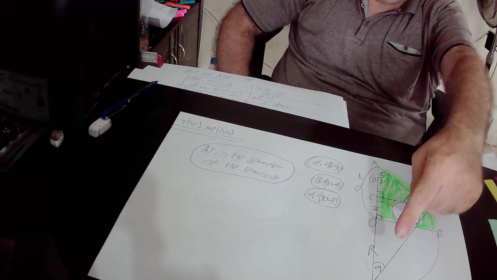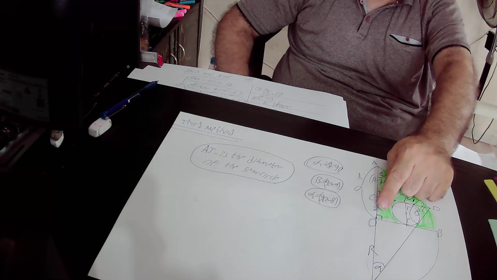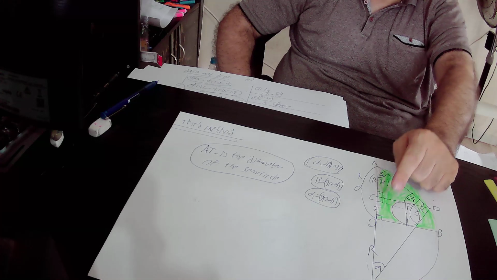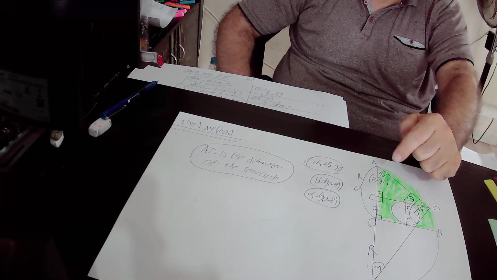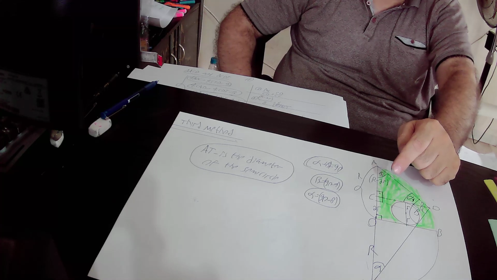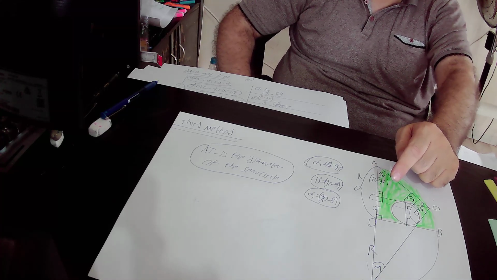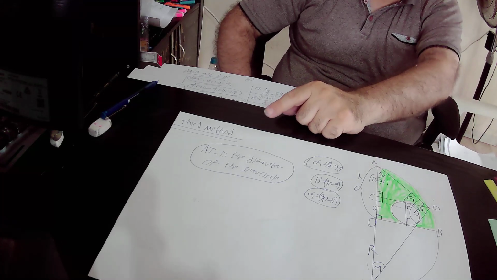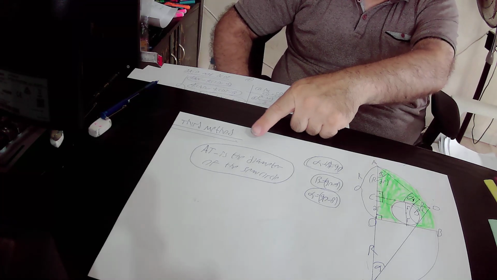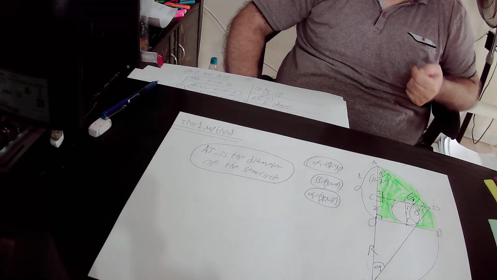Chord AT passes through the center of the semicircle, that is to say it passes through point O, therefore chord AT must be the diameter of the semicircle. Any chord that passes through the center of the semicircle or the circle must be the diameter of the circle, therefore AT is the diameter of the semicircle.